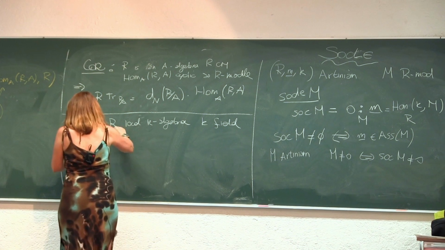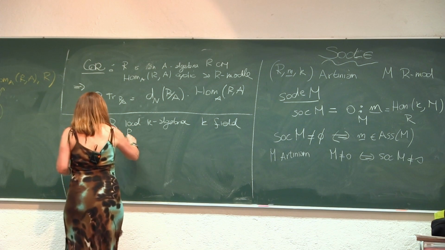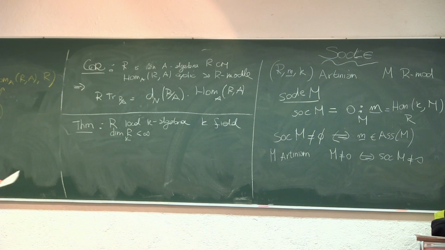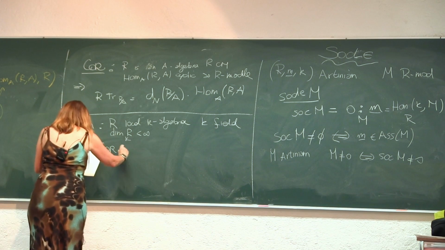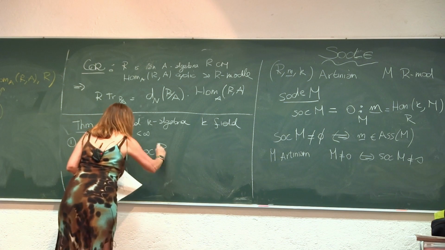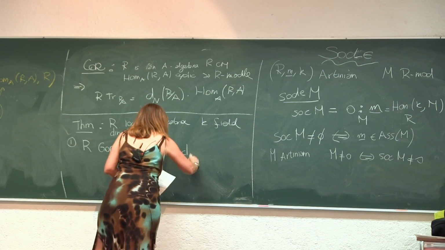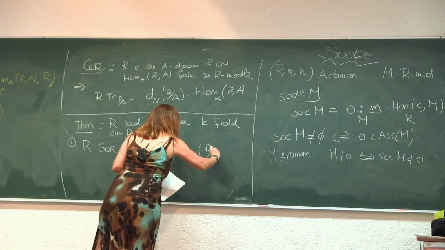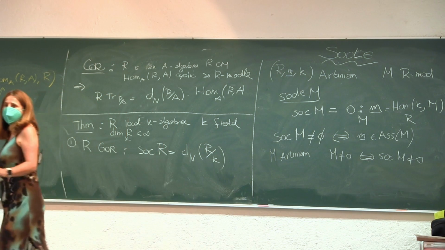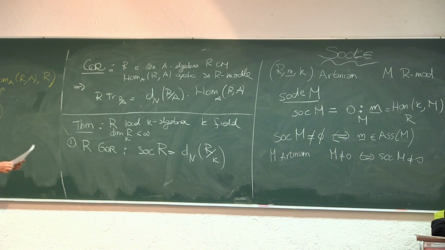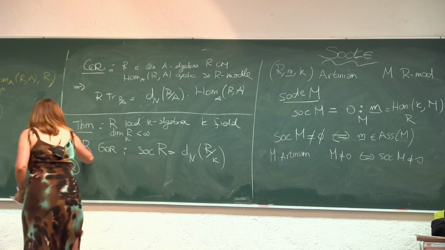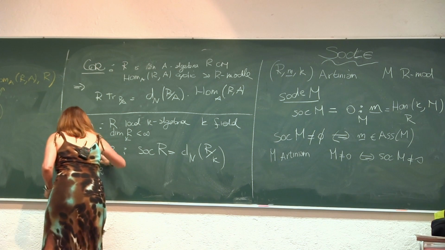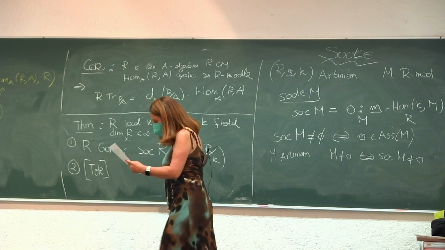So we are in this situation. R is a local K-algebra. Remember, I am in characteristic 0. K is a field, R is Artinian, so the dimension of R over K is finite. And then first, if R is Gorenstein, the socle of R is exactly the Noether different.